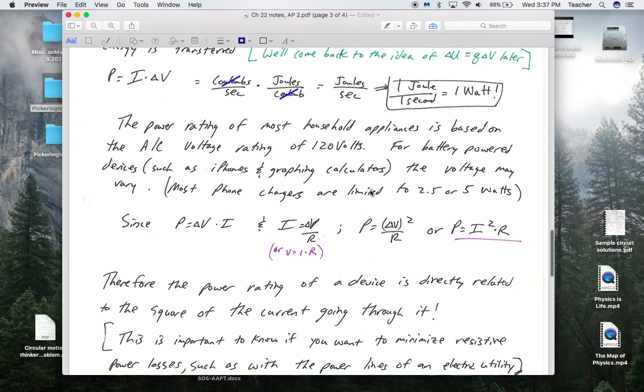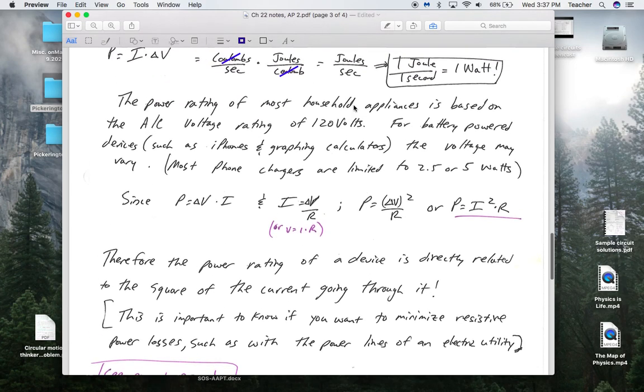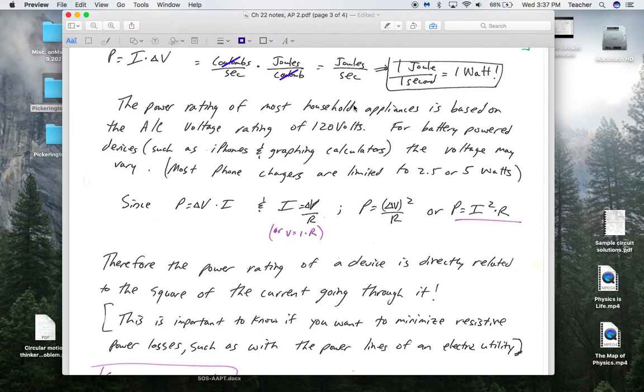So the power rating of most household devices is based on the AC voltage rating of 120 volts, not direct current voltage, which was what we're using in lab. For battery-powered devices, the voltage may vary. So most phone chargers are around 5 watts. Some now, the new iPhones actually, I need to change that because they're up to about 10 or 15 watts. Wireless chargers tend to be about 5 watts. And I think phone batteries are mostly 5-volt batteries.